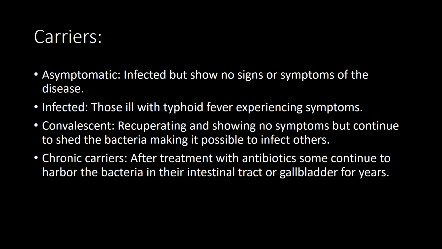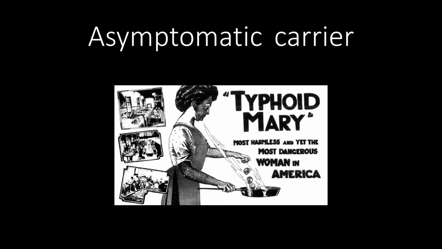So here are the different kinds of carriers. First, we have the asymptomatic carriers. These are people who are infected but show no signs or symptoms of the disease. Mentioned earlier, Mary Mallon was the first known carrier in the early 1900s.